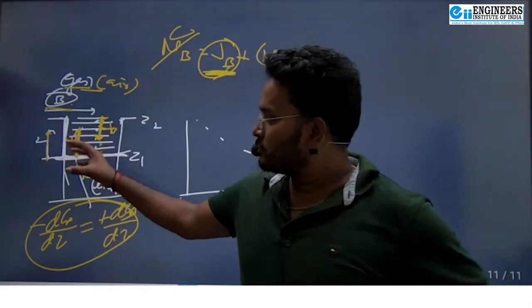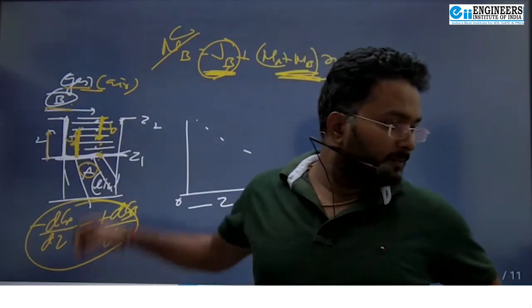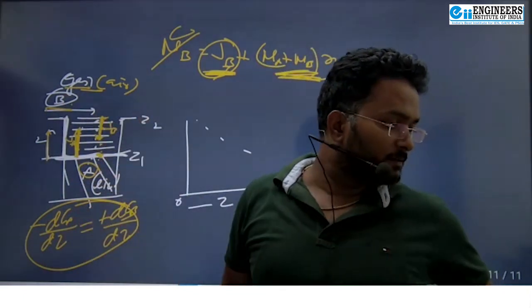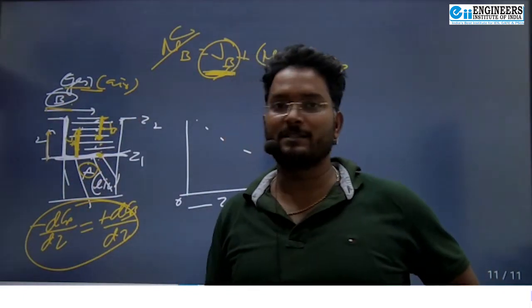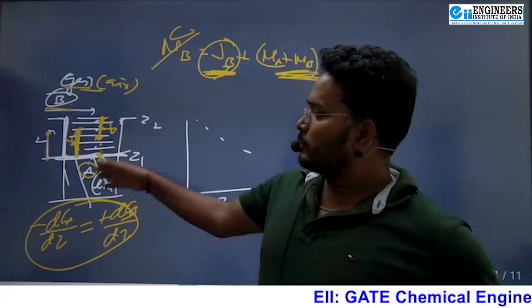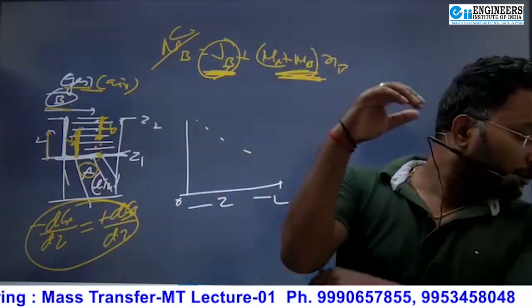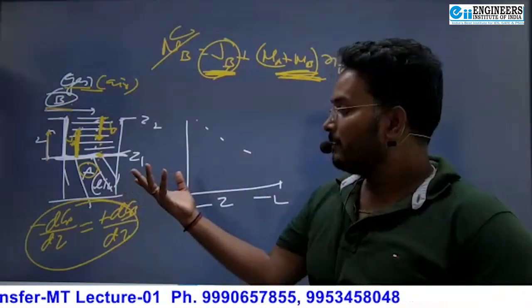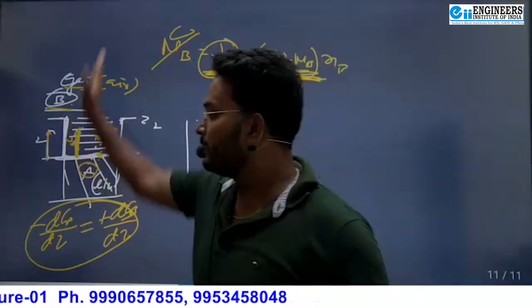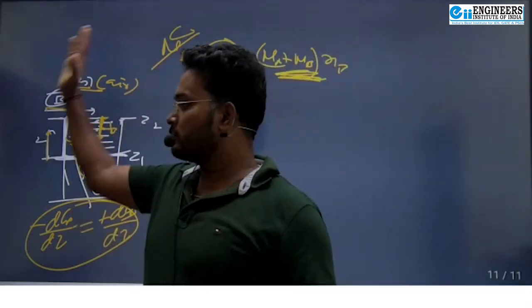For A there is a source as well as a sink, but for B there is only a source, no sink is there. Sink means there is nothing to absorb, nothing to accept. And since there is nothing to accept, it starts to accumulate. But for the process to be steady state, what should happen? An equal and opposite amount has to be there.